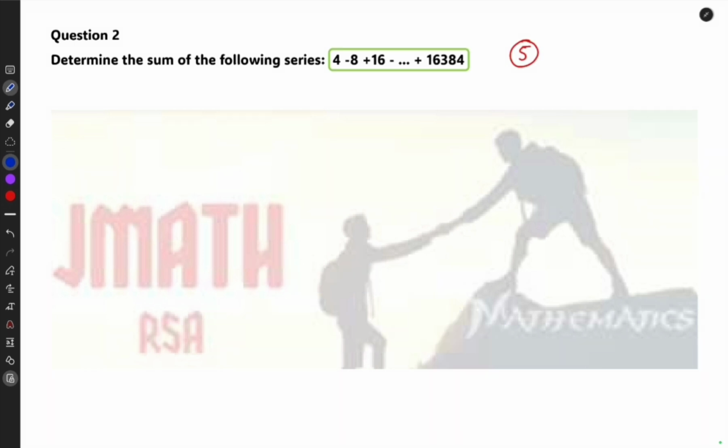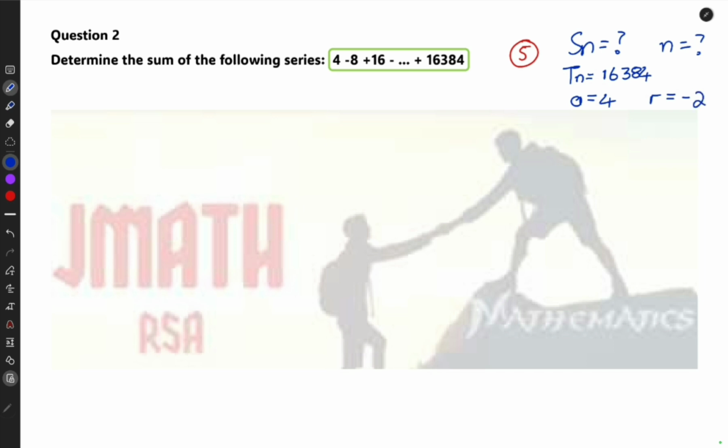Okay, question 2. Determine the sum of the following series, and I see a ... in there. So they're asking me for sum of, so Sn. Now I'm going to work that out, but I can't start with that because I also don't know what n is. The value they give me, that's 16,000, that I'm going to use in the Tn formula to help me get n. But I can see A is equal to 4, and then R would be -8 divided by 4 gives me -2.